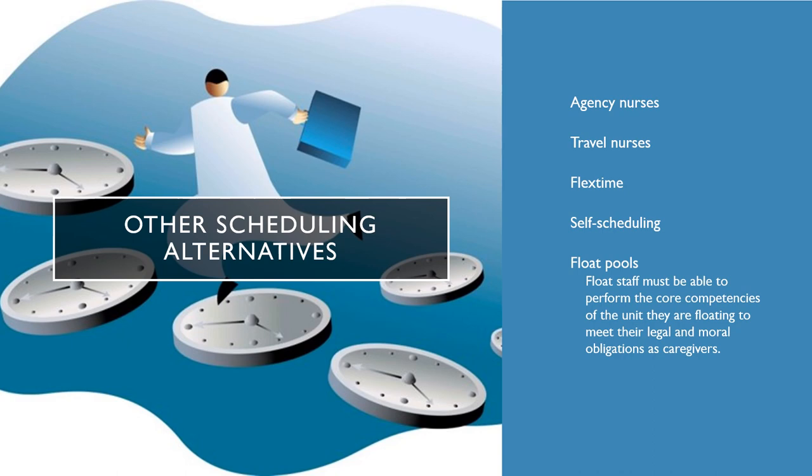Float pools, some hospitals have created their own internal supplemental staff by hiring employees and creating a float pool. So their float pool is their own nurses, but they can float and be cross-trained on multiple units so they can work additional hours during periods of high census, worker shortages. They're not hired per diem, so they do not receive less pay. Float nurses are able to receive benefits just like everybody else. They can fill staffing holes because they're internally hired.